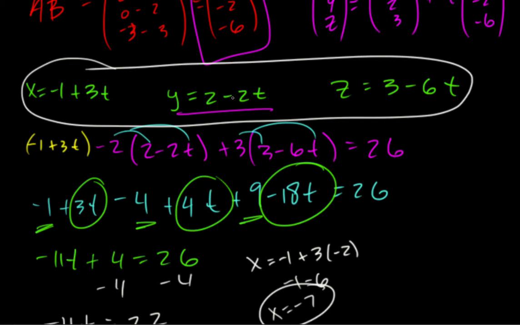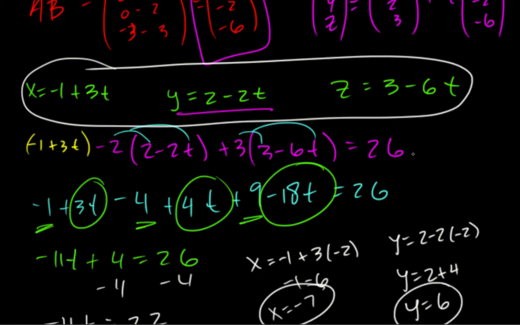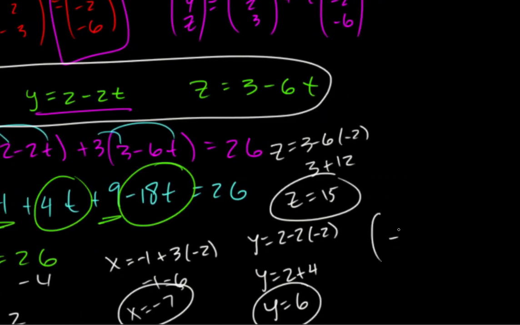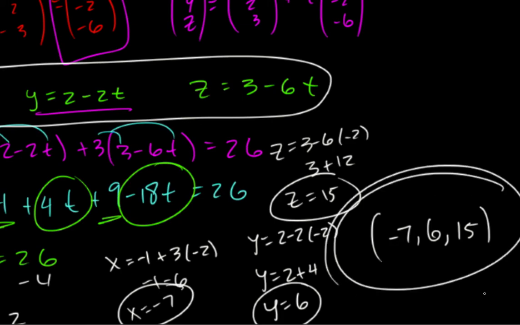Now we're going to plug in negative 2 to the y. Okay, and then the z. Okay, and we just need to write that point, negative 7, 6, 15, and that's where the line meets the plane with that equation.